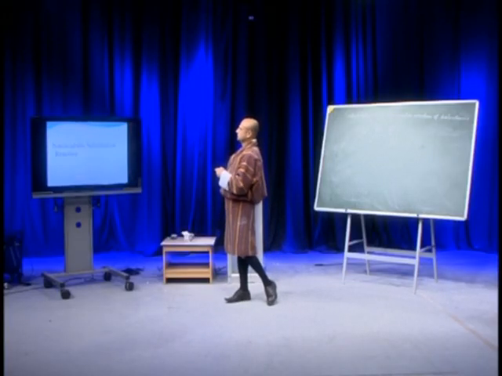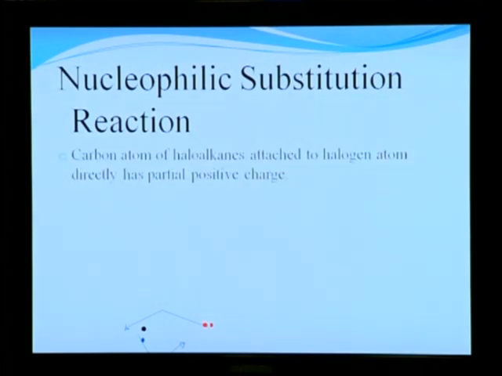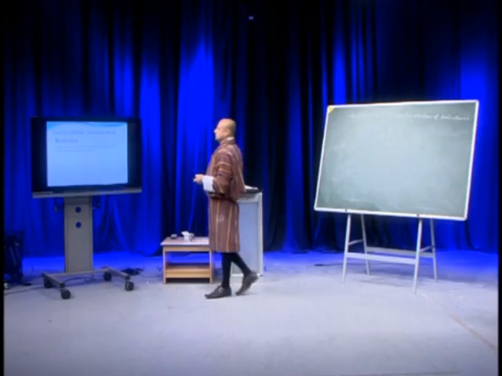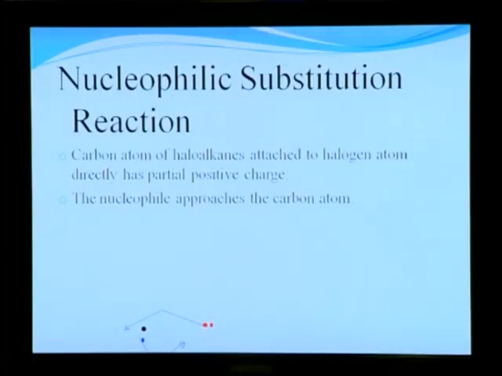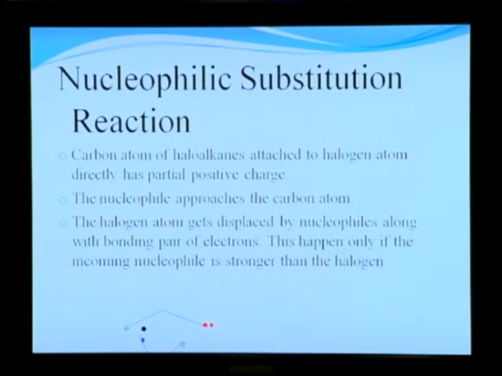Now, let's look at the nucleophilic substitution reaction. What is a nucleophilic substitution reaction? The carbon atom of haloalkanes, which is attached directly to the halogen atom, has a partial positive charge. The nucleophile approaches the carbon atom. The halogen atom gets displaced by the nucleophile along with the bonding pair of electrons. This happens only if the incoming nucleophile is stronger than the halogen.